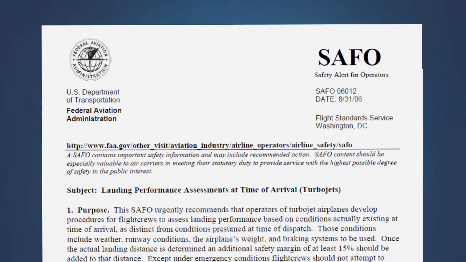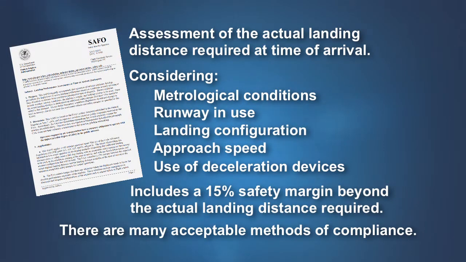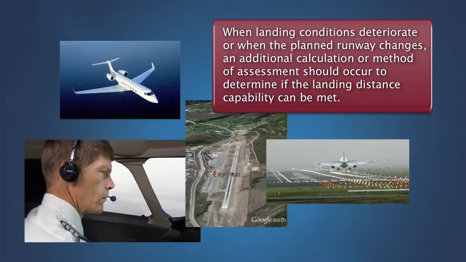FAA SAFO 06012 recommends that all turbojet operators have procedures to ensure that a full stop landing with at least a 15% safety margin beyond the actual landing distance can be made on the runway to be used, in the conditions existing at the time of arrival, and with the deceleration means and airplane configuration that will be used. While this assessment does not mean that a specific calculation must be made before every landing, when conditions deteriorate, or the landing runway changes from the planned runway used in pre-flight planning, a calculation or other method of determining the actual landing distance capability should be accomplished.